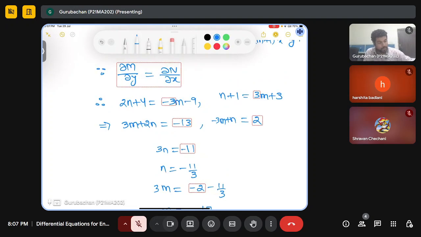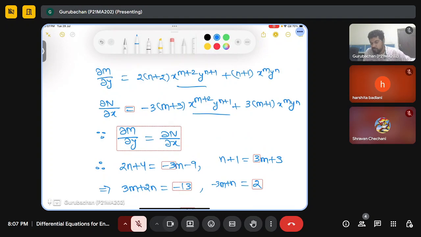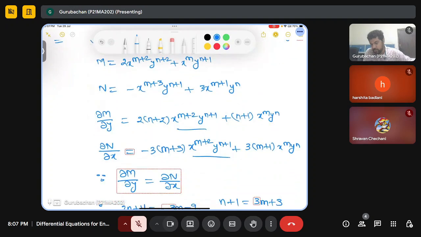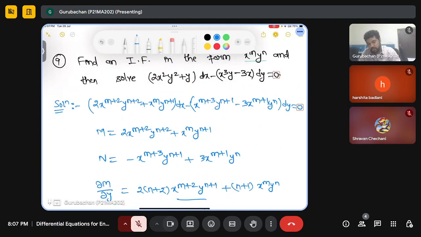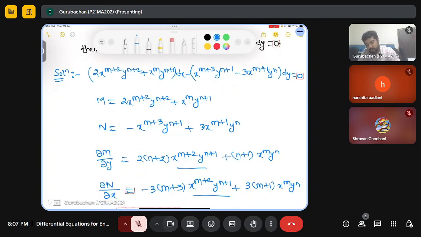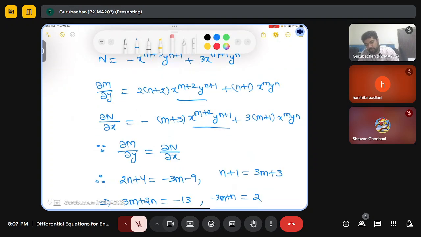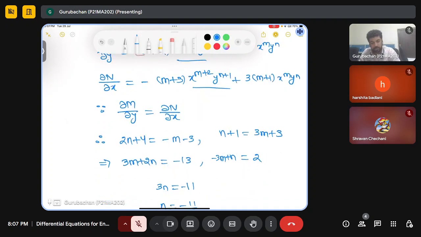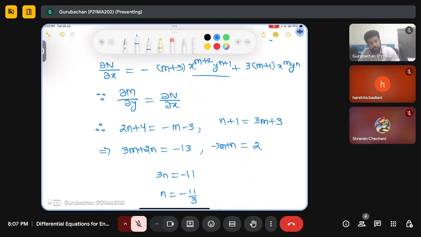This is 2n plus 4 is equal to, y is here 3. Okay, so there is some error we have made here, I think. There will be no involvement of 3. Since there is no involvement of 3, this would be minus n minus 3. So from here, it will be n plus 1 is equal to 3n plus 3. So this equation remains the same.